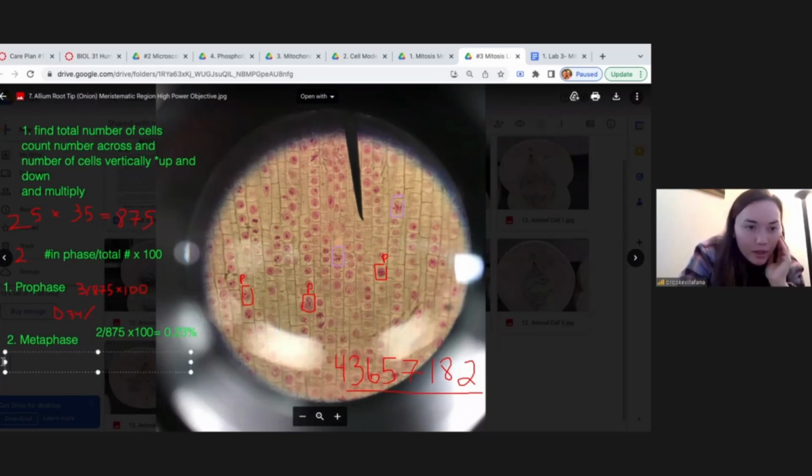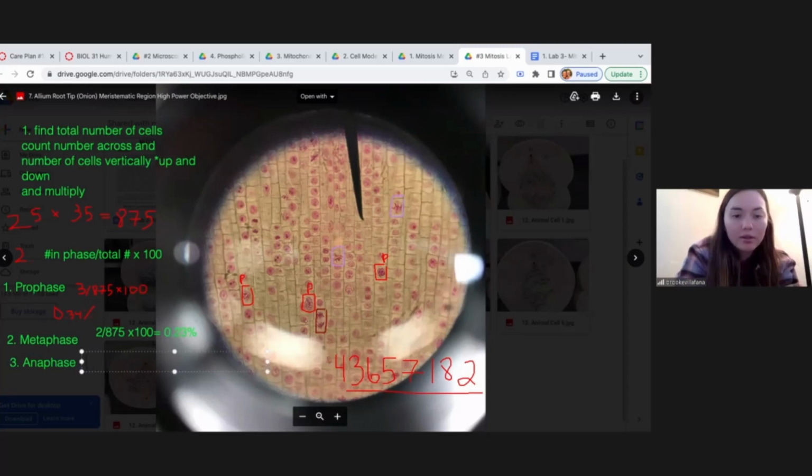Okay, now we're going to do anaphase. Anaphase, I'm just reminding you, we just found 1. Okay, so we're going to do 1 divided by 875 times 100, and that's 0.12%.